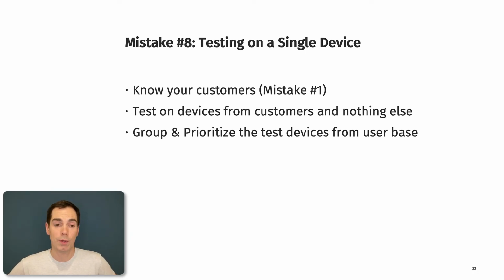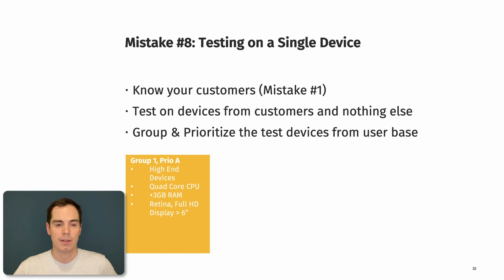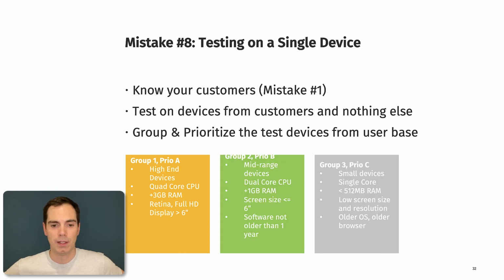What you can also do, or what you should do, is group and prioritize the test devices according to the user base. For example, I also wrote a blog post on that topic. You can group your devices into ABC groups. I just highlight them. Oh, there's a UI glitch, a bug found.